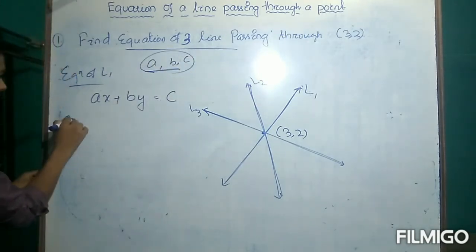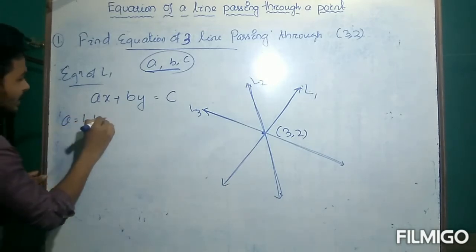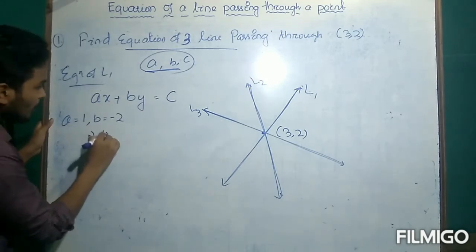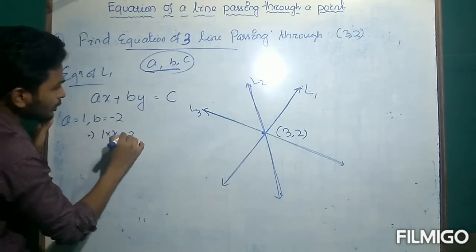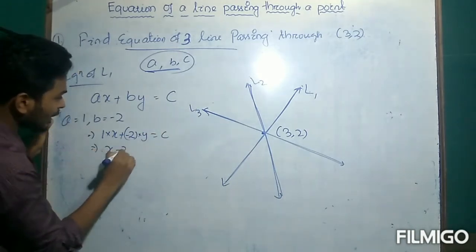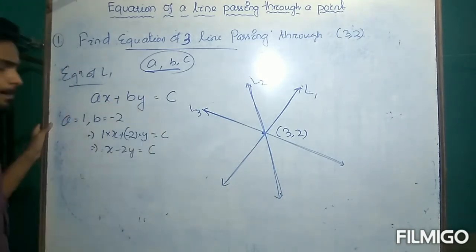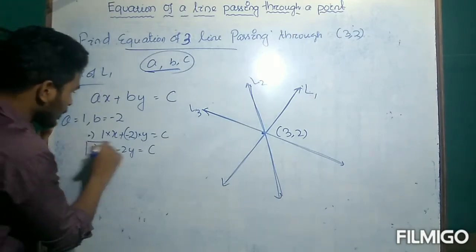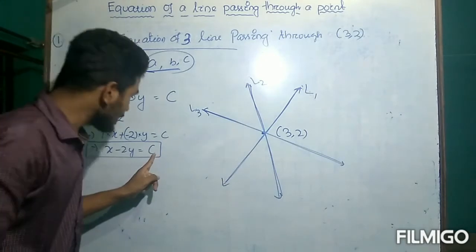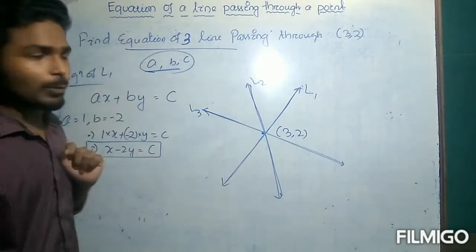Suppose I put a is 1 and b is minus 2. So the equation becomes 1 into x plus minus 2 into y is equal to c. So x minus 2y is equal to c. Right? So this will be the equation. And in this equation there is also an unknown term, that is c. You have to find out that value.